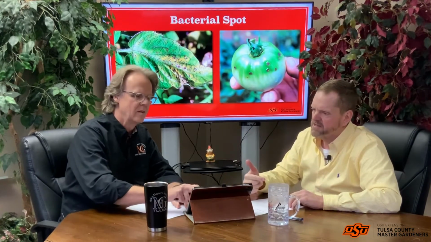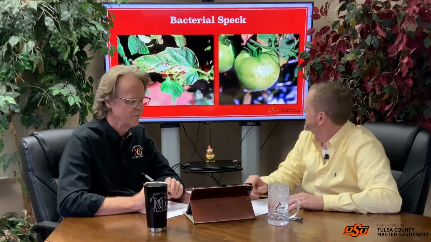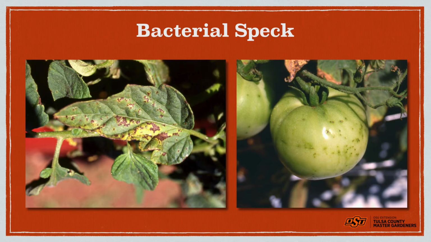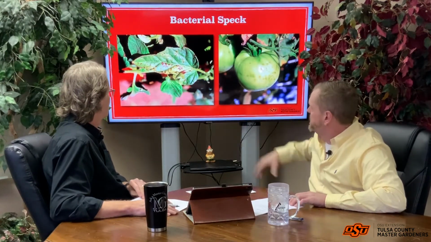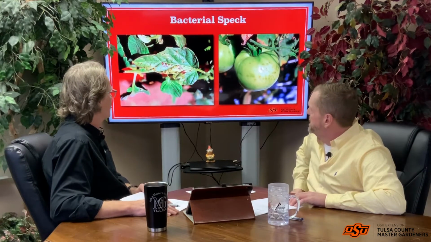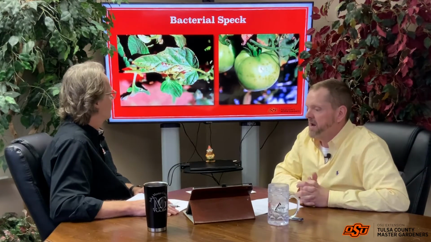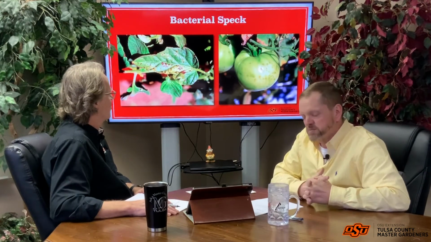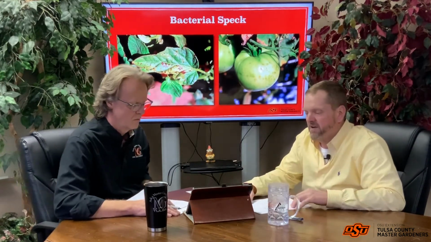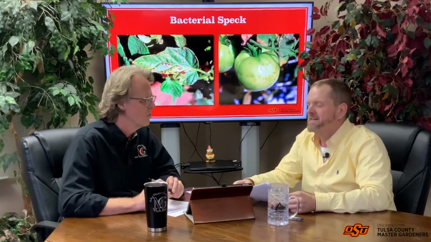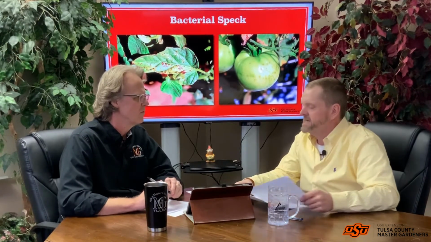Let's move to Speck, because they're similar. This is Bacterial Speck. As you can tell on the photos, there's not much difference on these. They're not going to have the shotgun specks, spots that we saw prior, but it still will have those brown, dying areas. Again, they're both bacterial and very similar. They're just a different bacteria that is attacking, so we call them different.